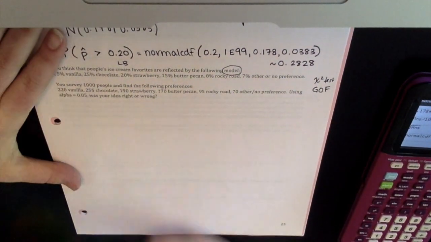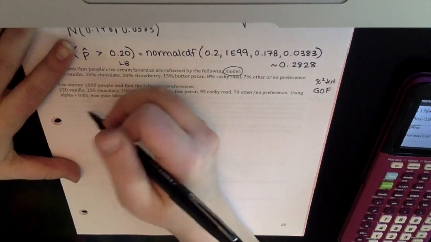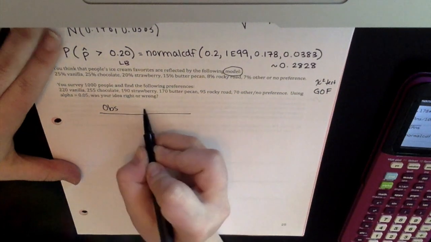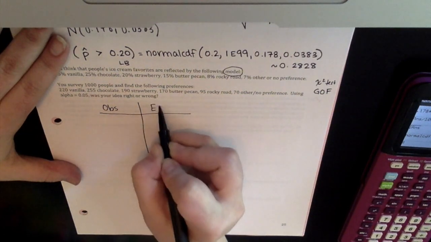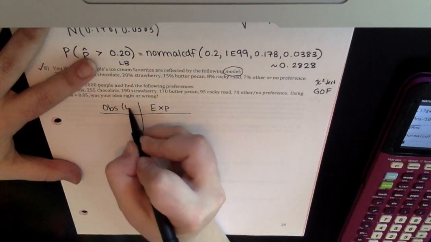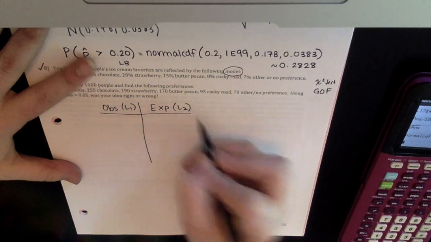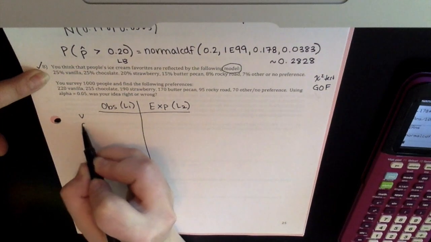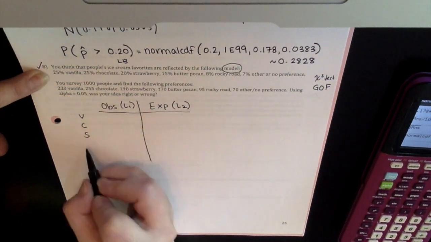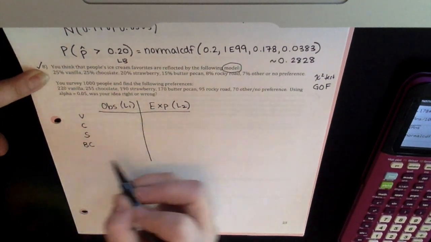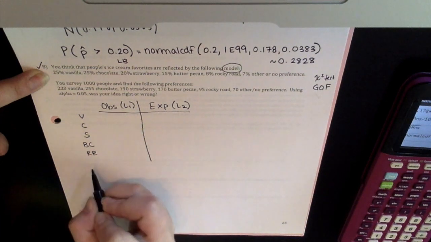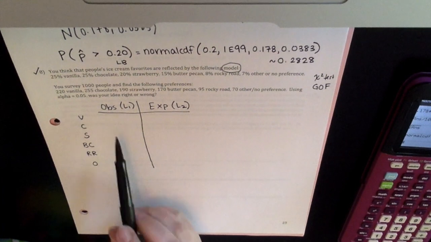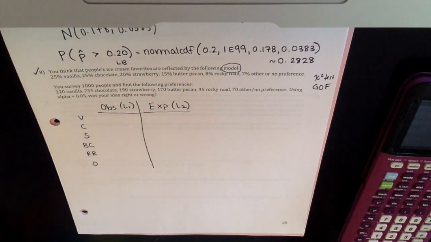So I'm going to begin by writing a table, because I'm going to have observed and expected data. Okay, and this will be list 1, and this will be list 2. I'm going to make myself a few notes, like vanilla, chocolate, strawberry, butter pecan, rocky road, and other. And then I'll make this a little bit longer so I can fit everything. So now I have categories to put all my information in, okay?